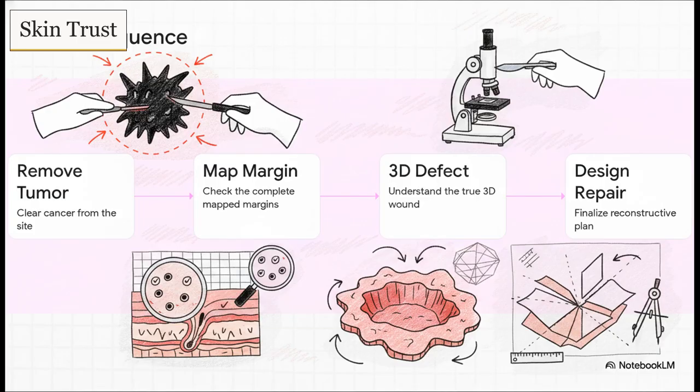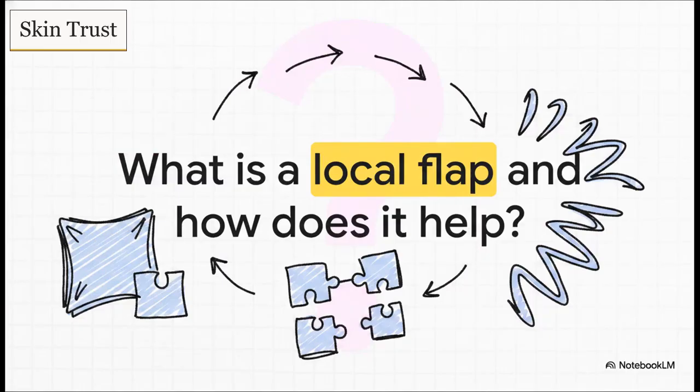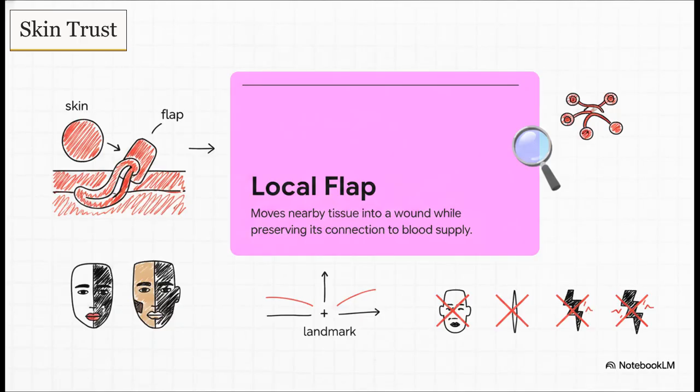No exceptions. Okay, so if we can't just stretch the skin over that eyelid wound, what exactly is a local flap? Like, how does it actually fix that tension problem? Great question. So a local flap essentially involves recruiting nearby skin and moving it into the surgical wound, but doing so while carefully preserving its original connection to its blood supply. It's kind of like moving a living jigsaw puzzle piece. And it solves a couple of major problems all at once.